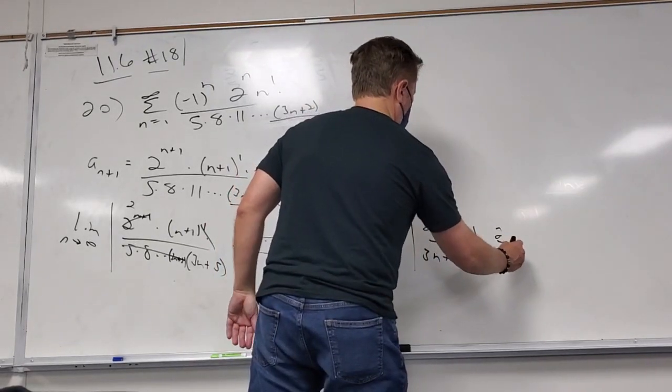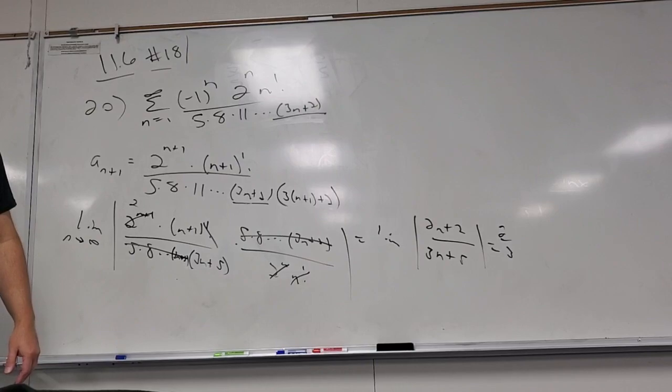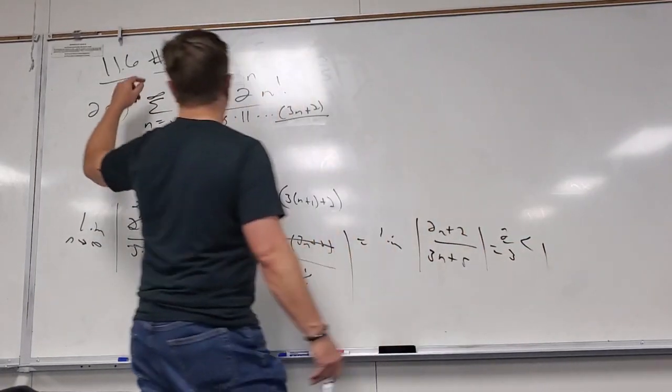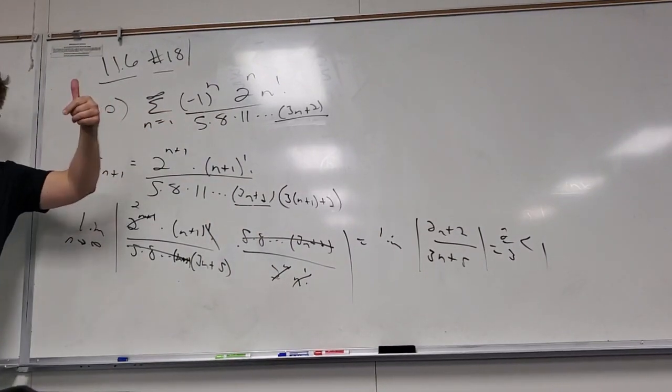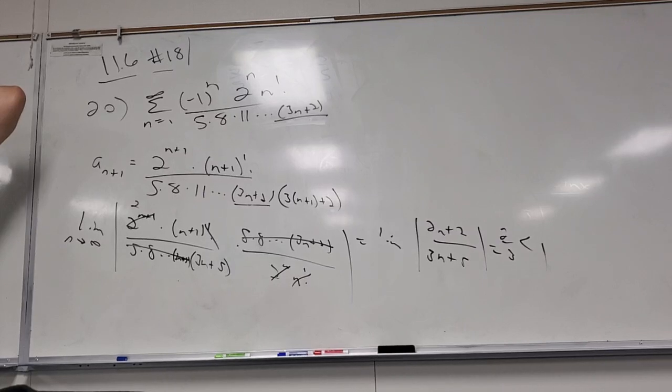And what's important about 2/3? Less than 1, which means that the series is convergent. I love it. Kick ass.